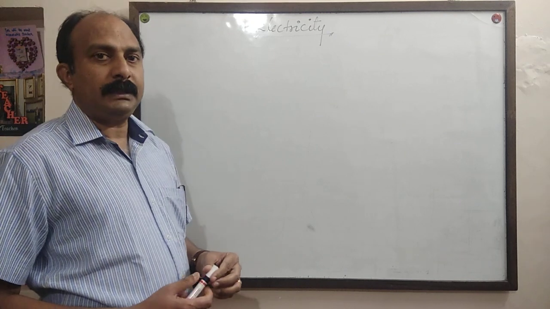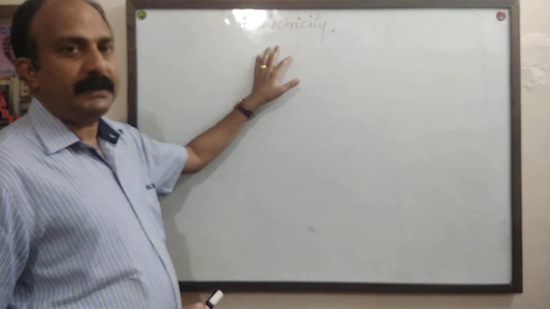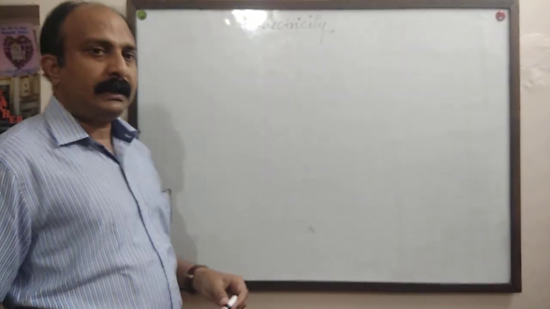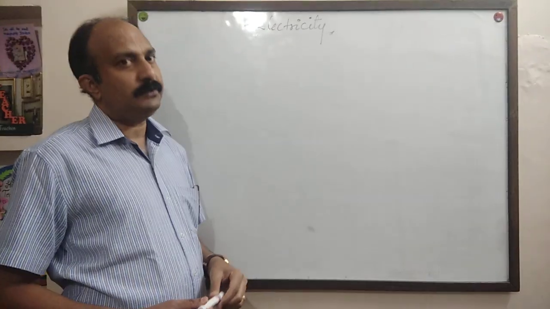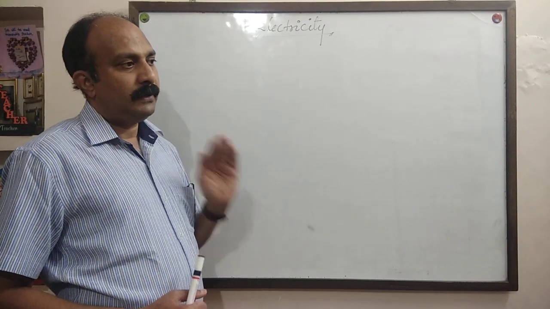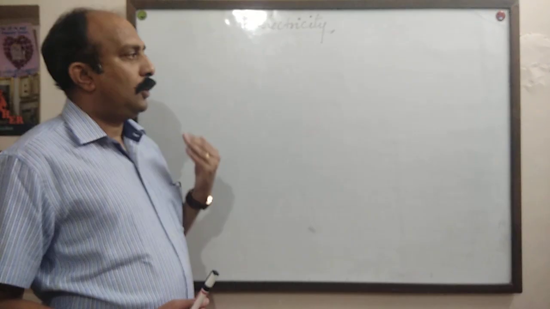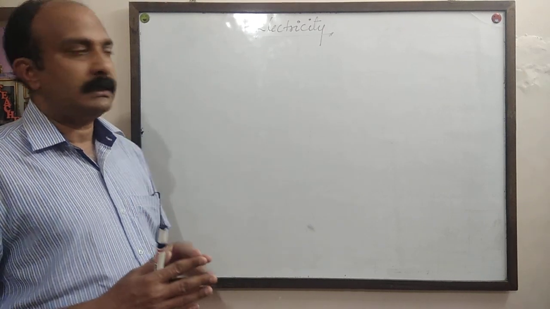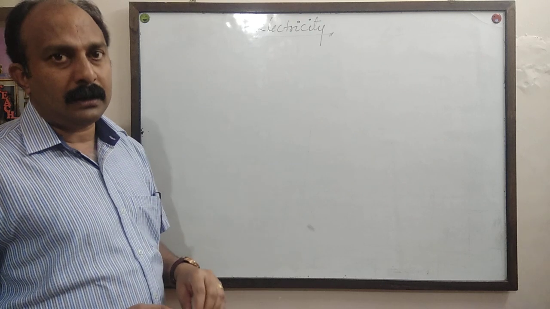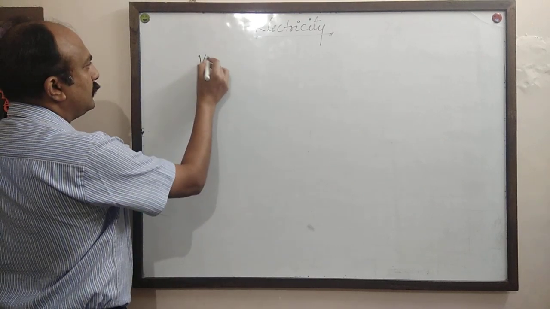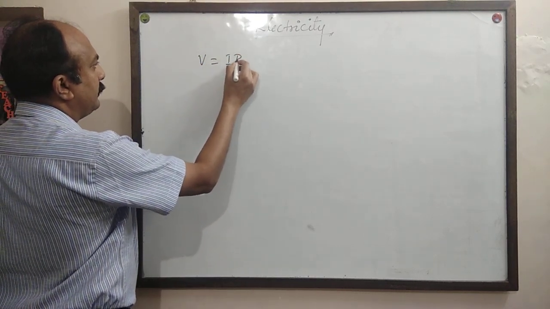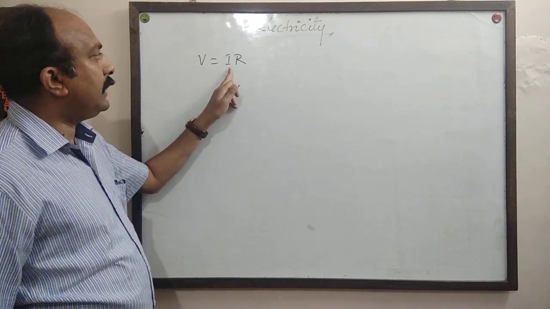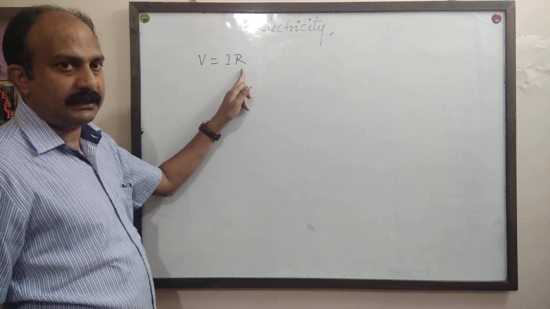Today I am continuing with class 10 physics topic electricity. In my previous class I have explained Ohm's law. Once again I am reminding Ohm's law: V is equal to IR. V stands for potential difference, I for electric current and R for resistance.